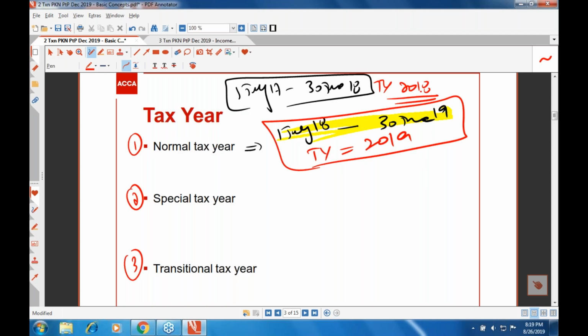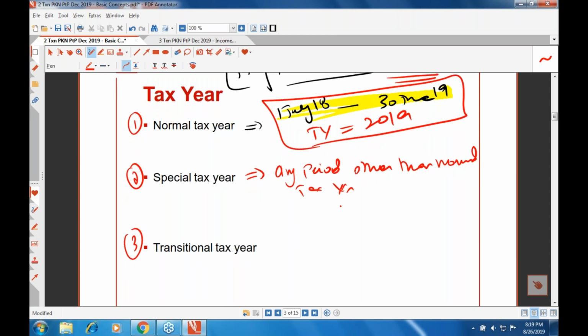So first of all, what's the normal tax year? The normal tax year in Pakistan is the period from July till June. Now, what's a special tax year? A special tax year, as per the law, is any period other than the normal tax year. So any period other than the normal tax year is considered to be a special tax year.